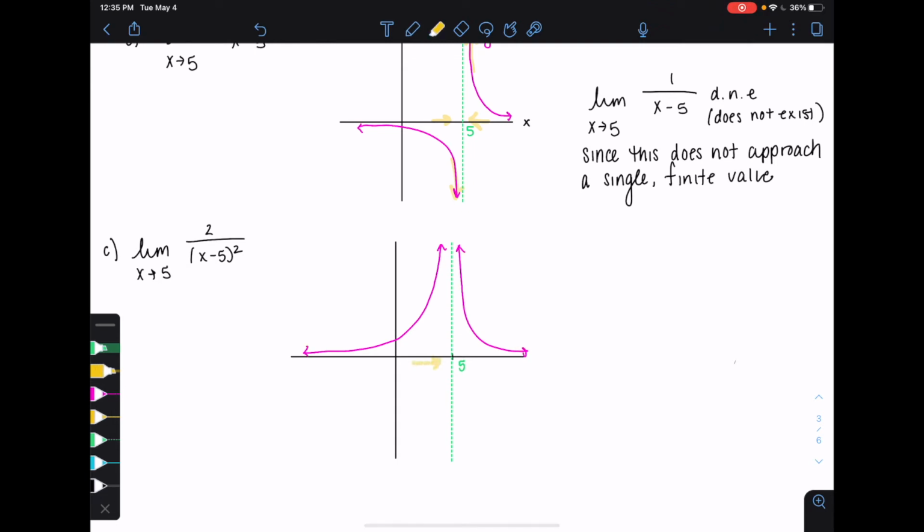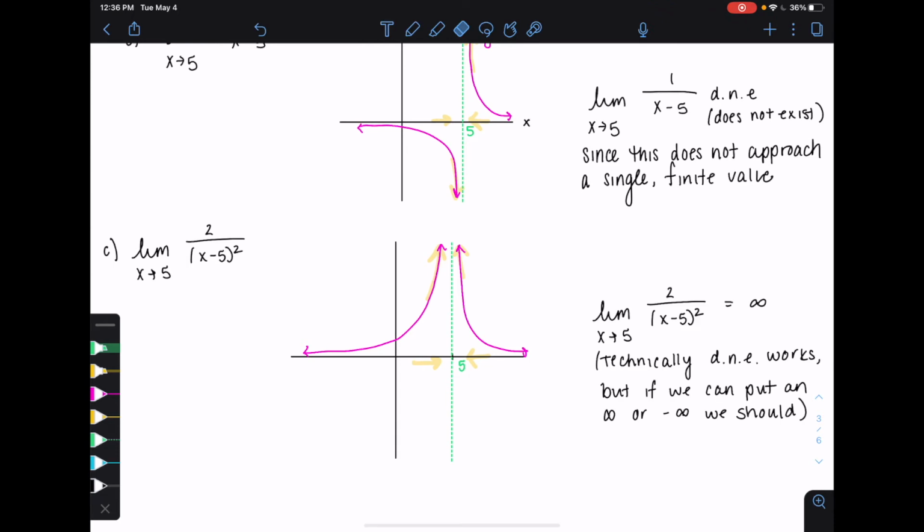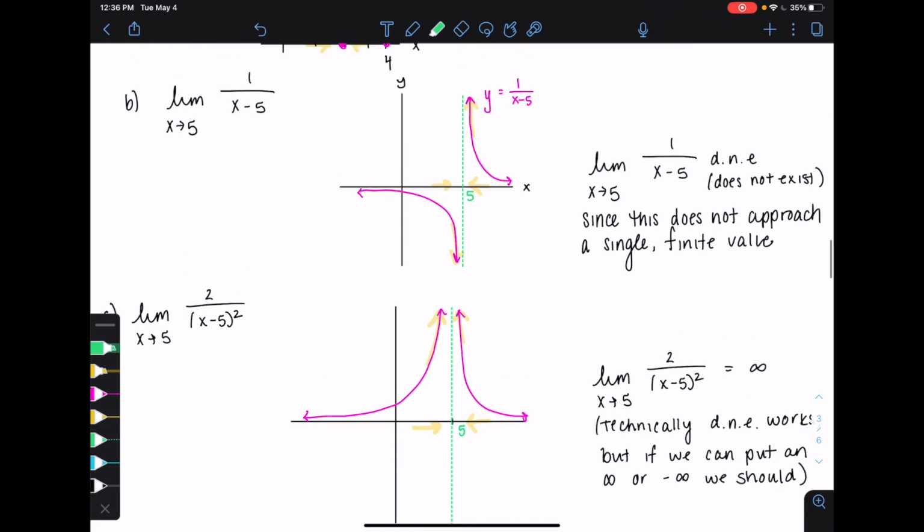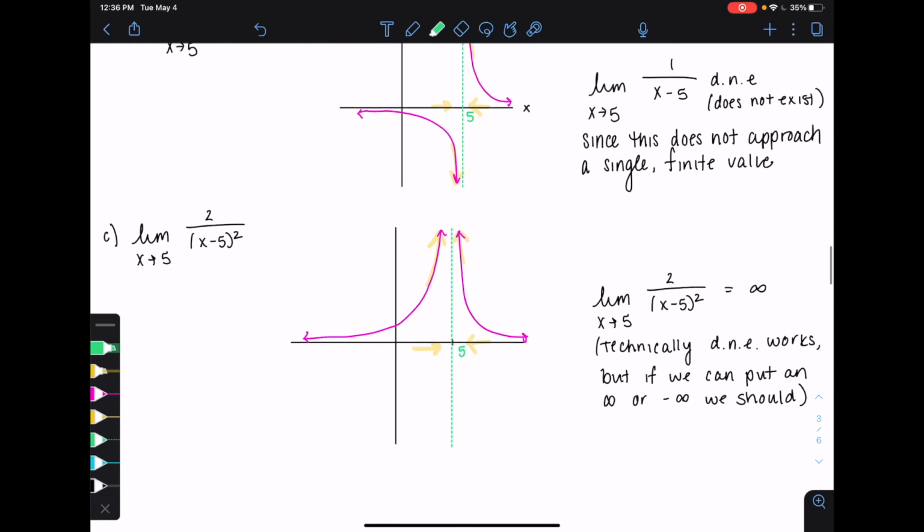So if I approach 5 from this side, my y value is blowing up. As I approach 5 from this side, my y value is also blowing up. So technically you could say does not exist because it's not a finite value. But what we would rather say is this limit is equal to positive infinity, because on both sides, I'm blowing up and I'm growing larger and larger and larger. So when you can put in infinity, you want to make that distinction. Okay? Where here, it's doing 2 different things on either side. So definitely this does not exist. Right?